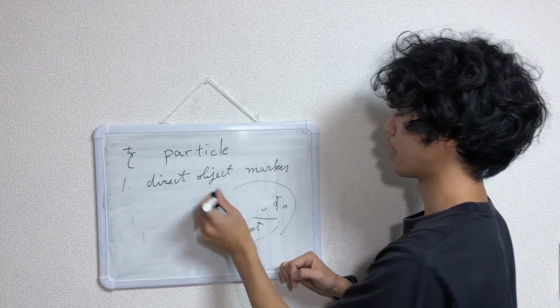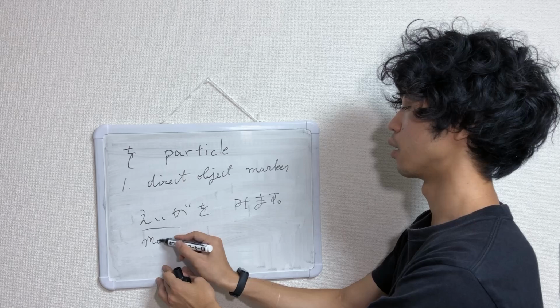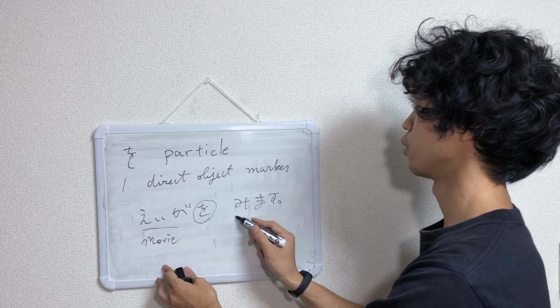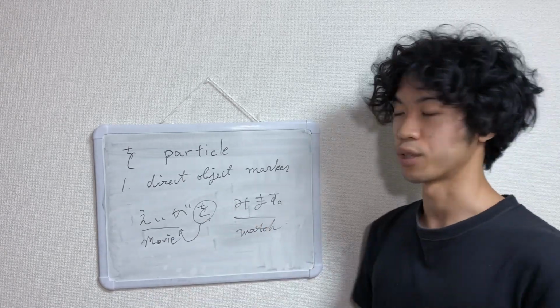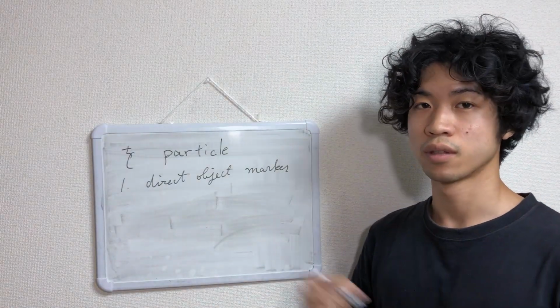Another example. 映画を見ます。Watch a movie. 映画, movie again, を見ます, watch. Marking the object. Straightforward, right? In my lessons, I always ask my students this question.